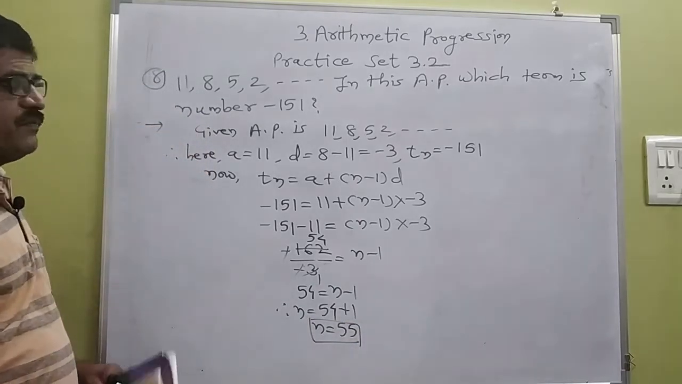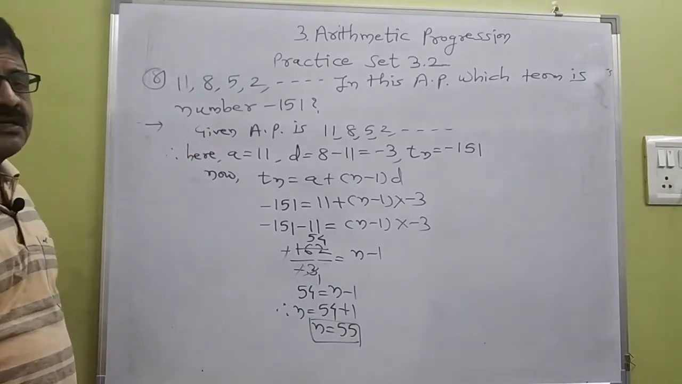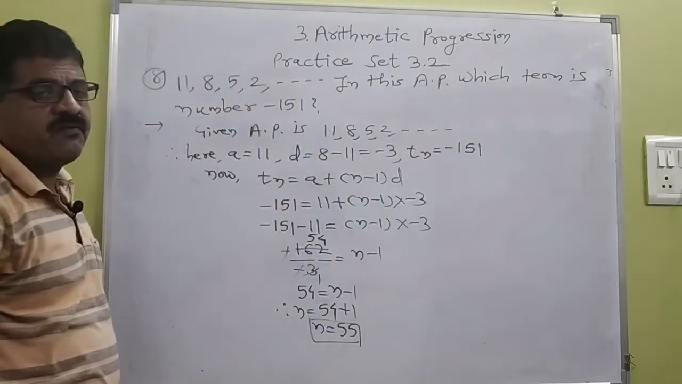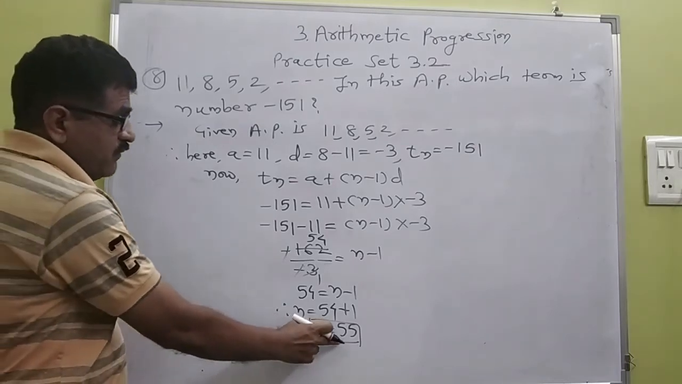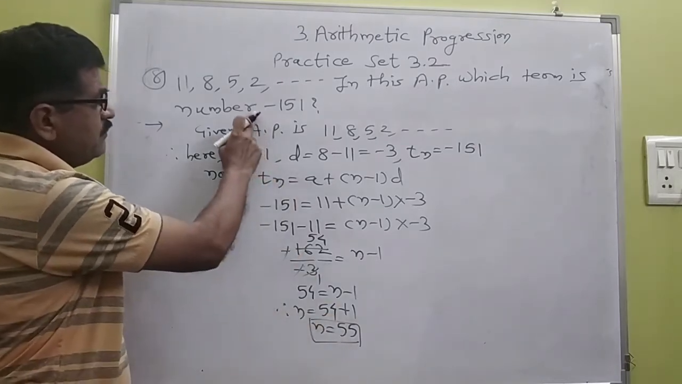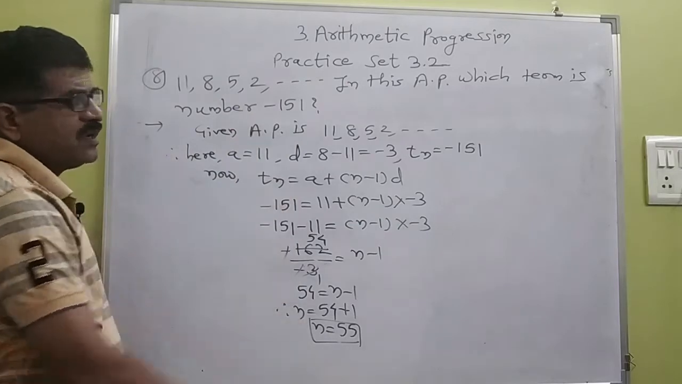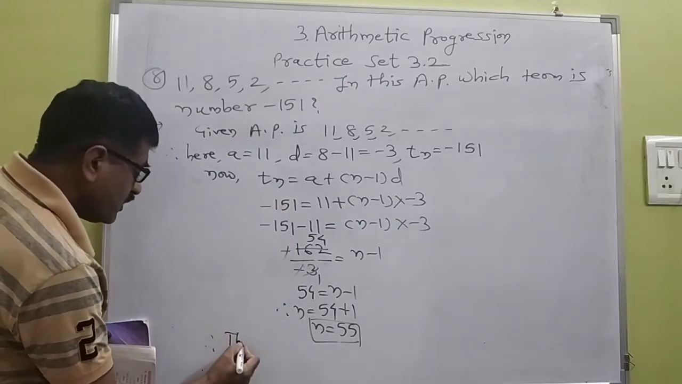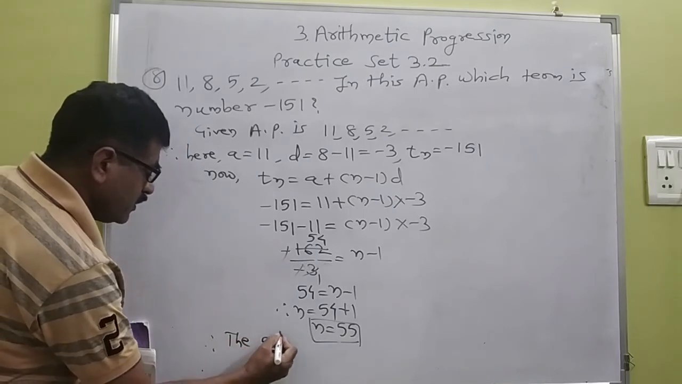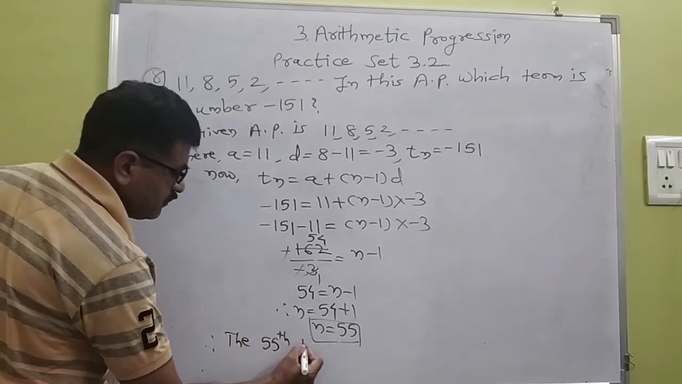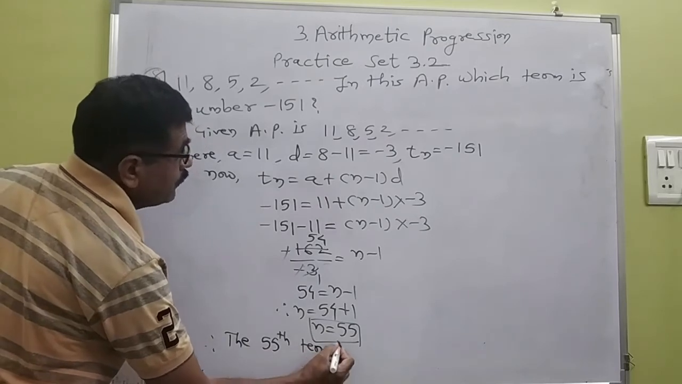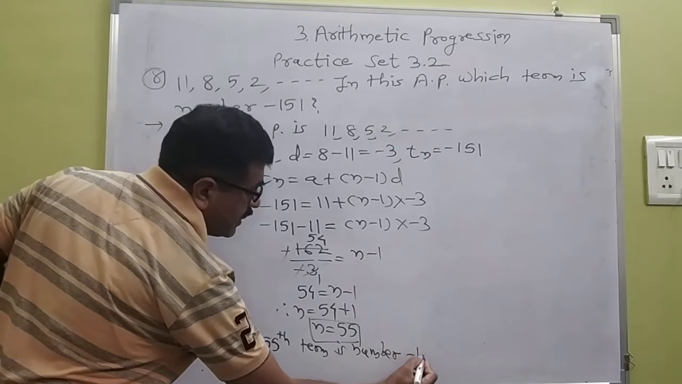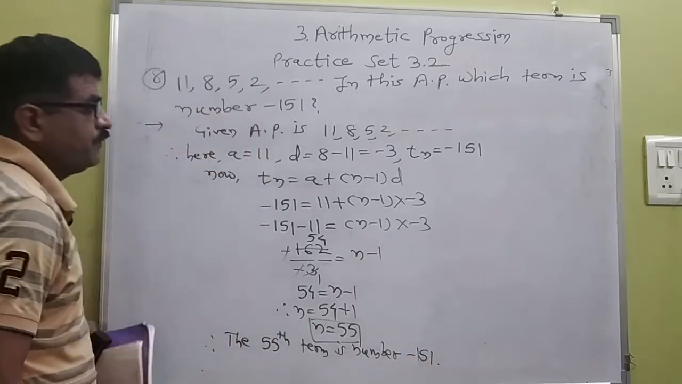Now here n is 55. Therefore what is the answer? Which term is number minus 151? Therefore the 55th term is number minus 151. Therefore the 55th term is number minus 151.